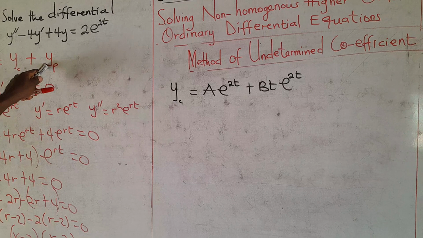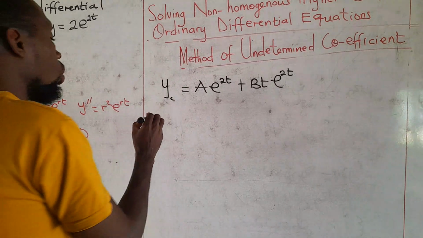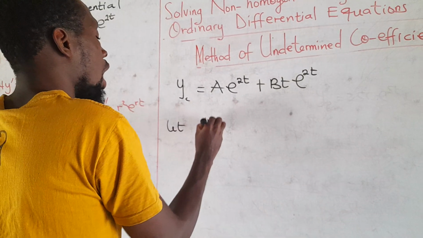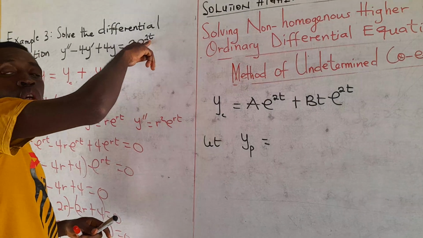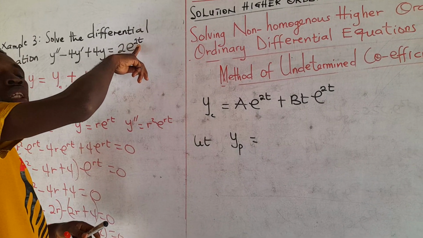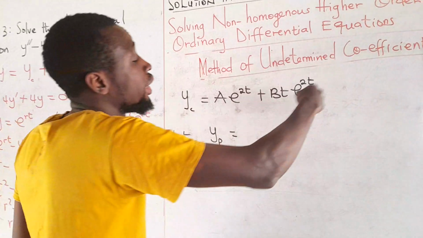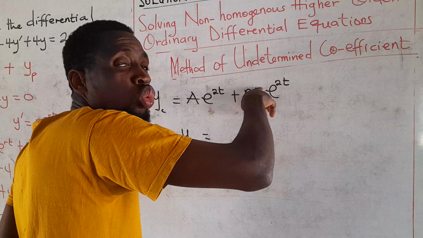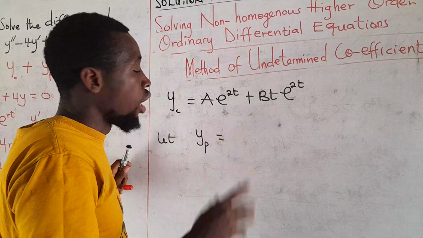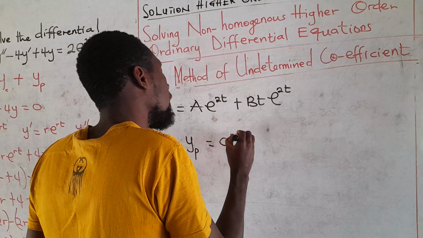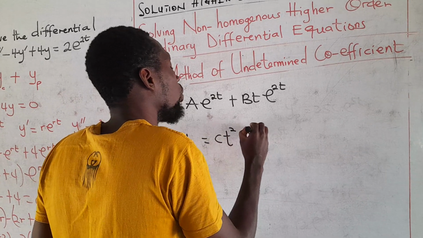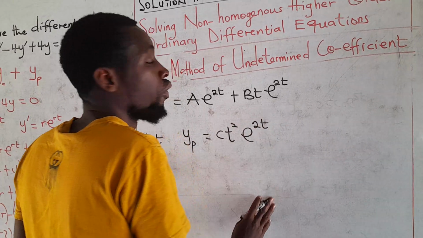Now we find the non-homogeneous part. So we let our y_p be equal to, look at this, it's also carrying the power 2t. This implies that our next term should have t squared. Very, very important. So we let y_p be equal to c t squared e exponent 2t. Very, very important.